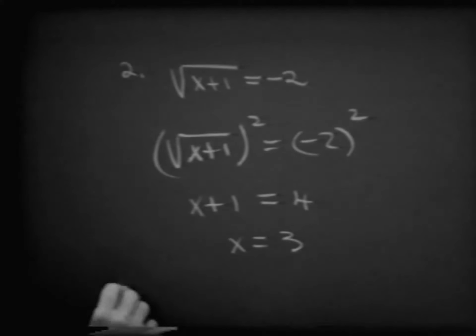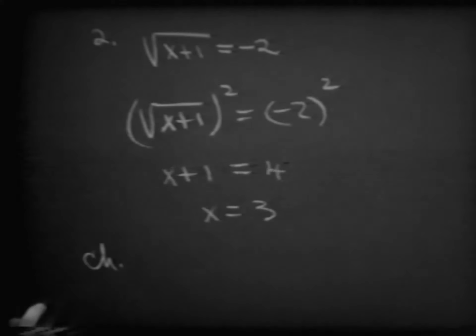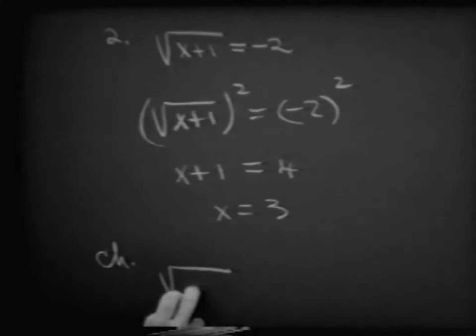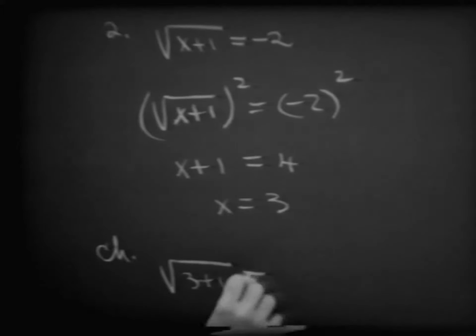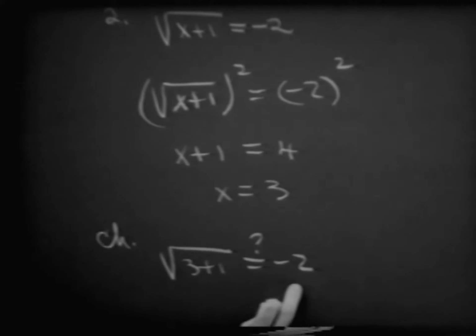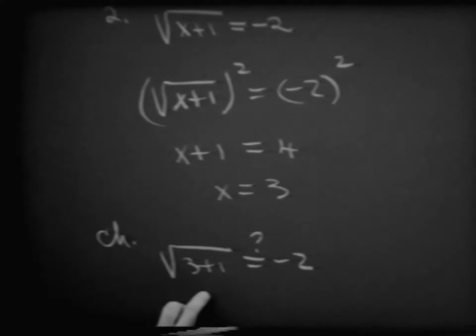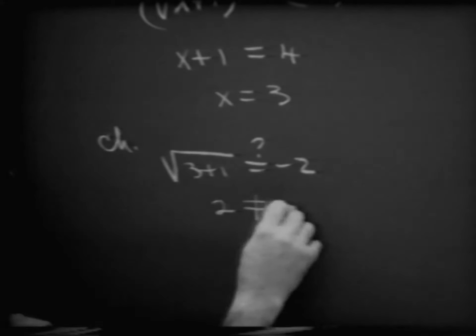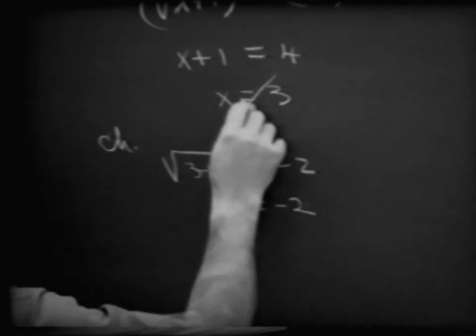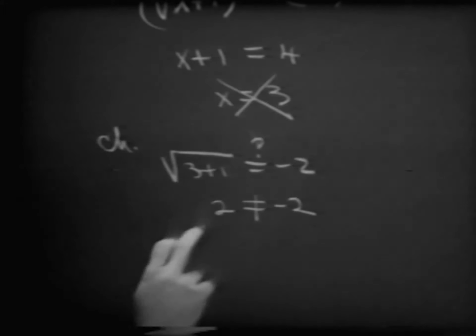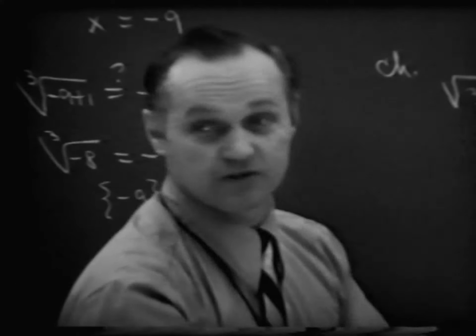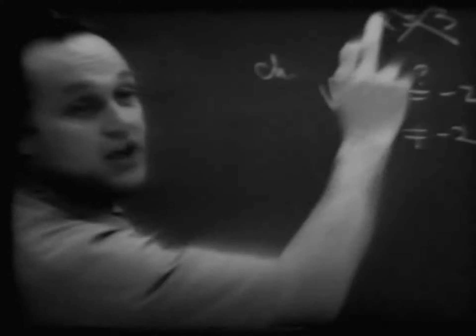Well, this is a possible element in our solution set that we had better check. Now, looking at the original statement, we have there what? The square root of 3 plus 1 is equal to, question mark, negative 2. And of course, 3 plus 1 is 4. The square root of 4 is positive 2, which is not equal to negative 2. And indeed, this element, x equals 3, is not in the solution set. Since that's the only possible one that we have come up with, what then is the solution set to this original sentence? Bill? The null set. It is the null set.